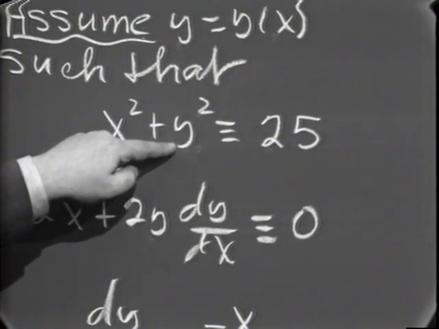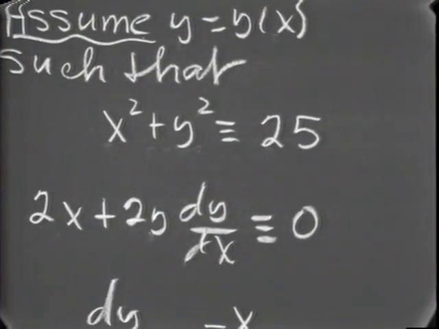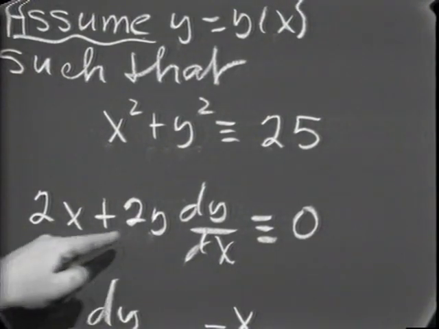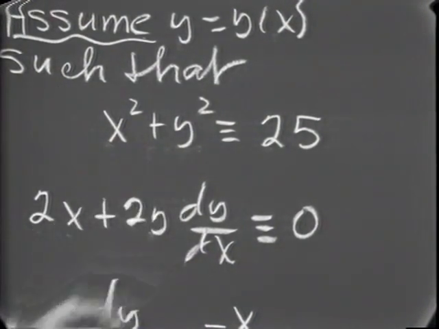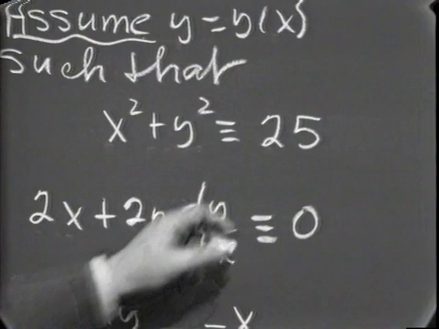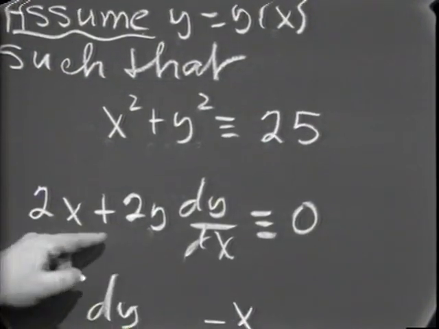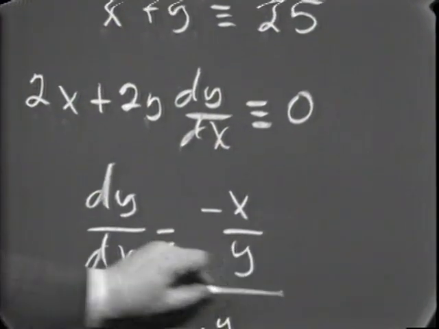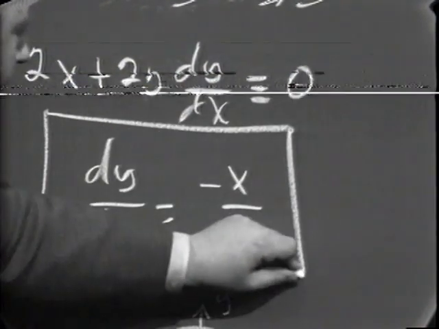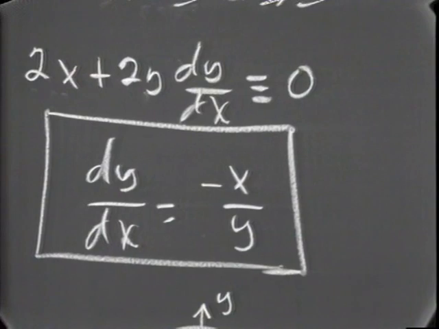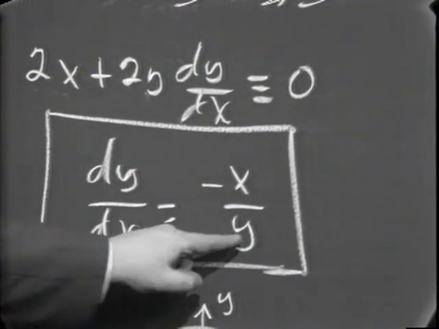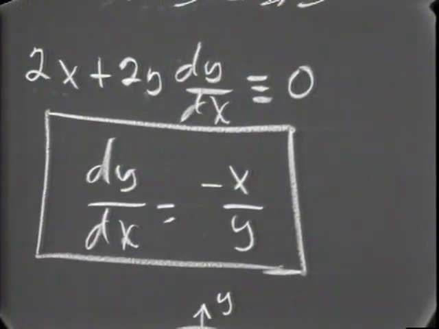In other words, this is simply what? 2y dy/dx. So the derivative of the left-hand side is 2x plus 2y dy/dx. The derivative of the right-hand side, being a constant, is 0. And if we now solve for dy/dx in terms of x and y, we find that dy/dx is minus x over y. Okay? This is all there is to this thing mechanically.